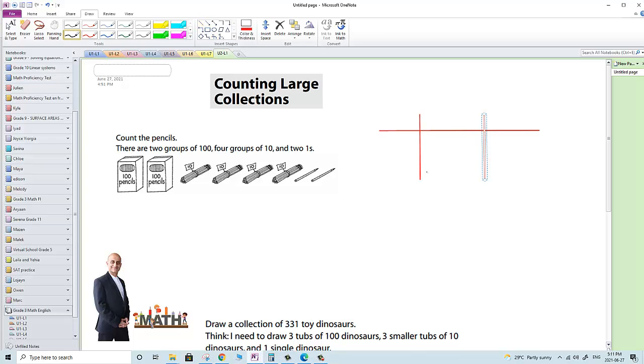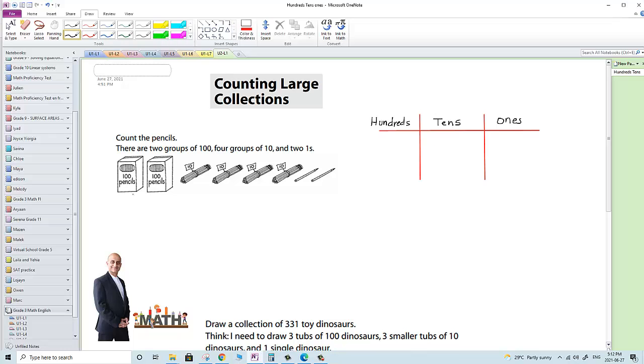See here, in math we know there is something called ones, and the ones is the first number at the right side. After that we have the tens. This is the second number after the ones, and we have the hundreds, and the hundreds is the number that is coming after the tens. So if I know that, that means I can count any type of group, any large collection.